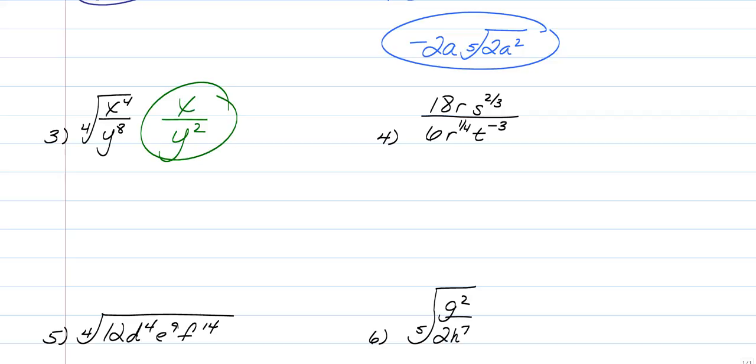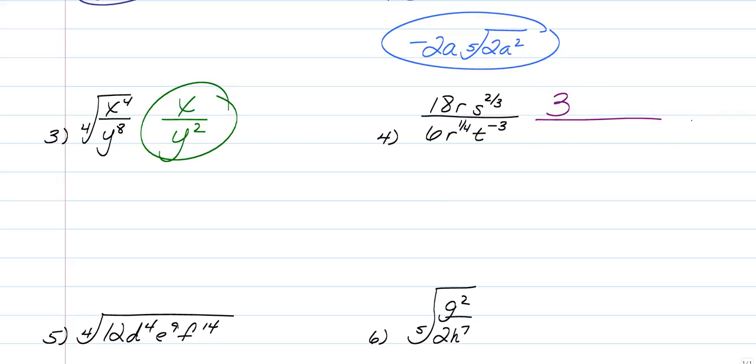Now the next one has a few easy parts to it. Also has a few complicated parts to it. So the first thing we want to do is always look at our numbers. 18 divided by 6 is still going to give you 3. Don't subtract them and call it 12. That's only when you're working with exponents. 18 divided by 6 is still 3. Okay? So we've got 3.